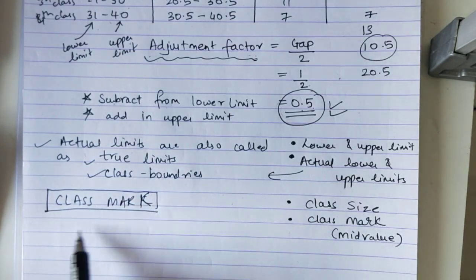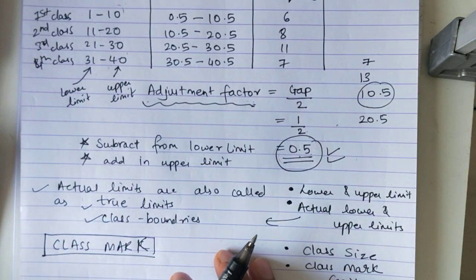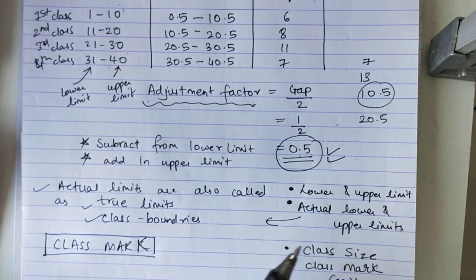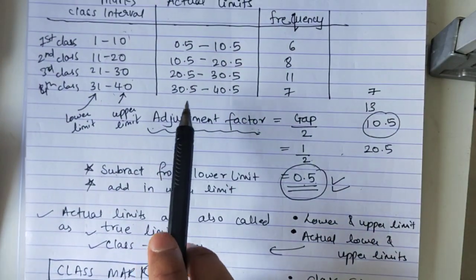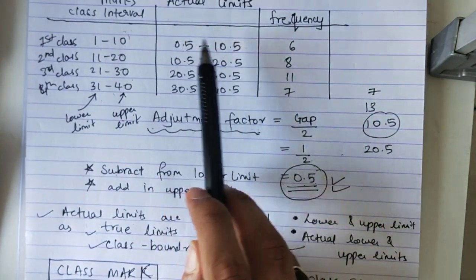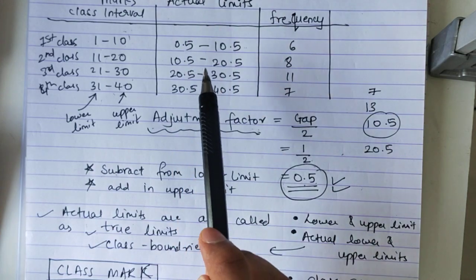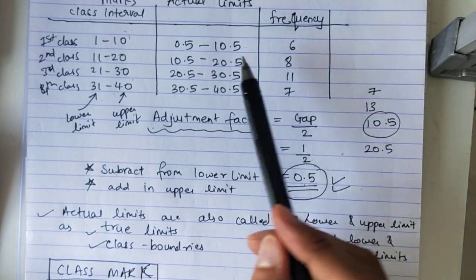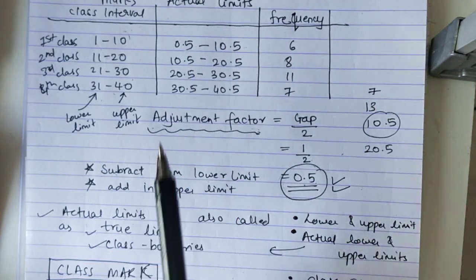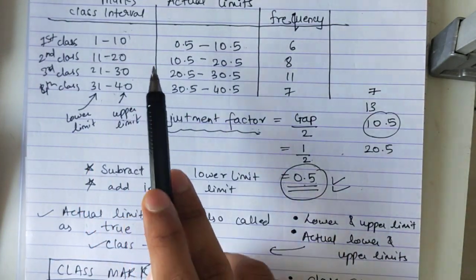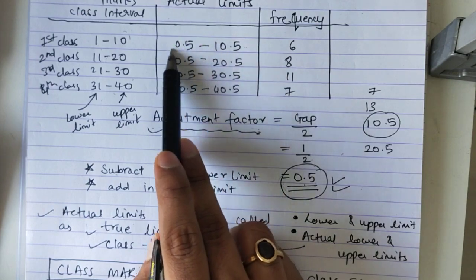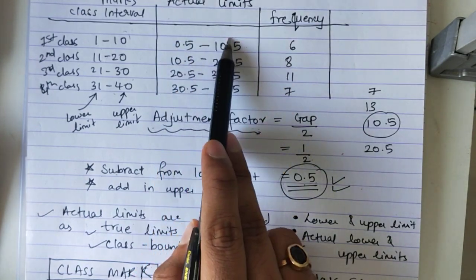First, we understand what is class mark. Class mark means the midpoint of the actual limits, the class boundaries. How to find the midpoint of actual limits? For example, if they ask you to give the class mark of the first class, what will you do? These are the actual lower limit and actual upper limit, correct?